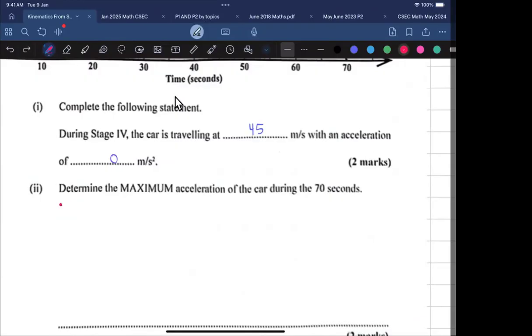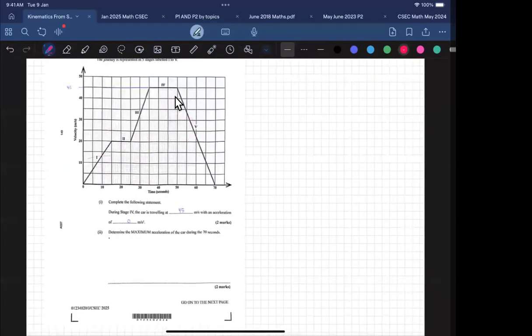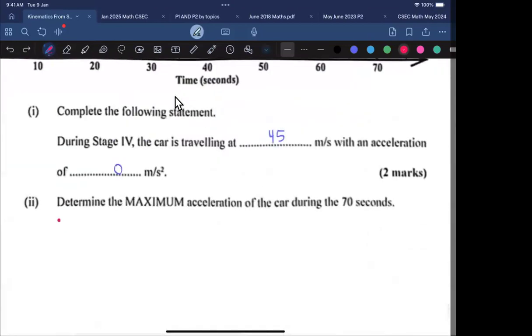We're not looking for the actual maximum acceleration. Acceleration means we increase in speed, right? So we're not looking at this portion. We're looking at these portions. And we're looking for the steepest graph. Look for the steepest gradient. You have to find the gradient for both of them and see which one is more. That's what you've got to do.